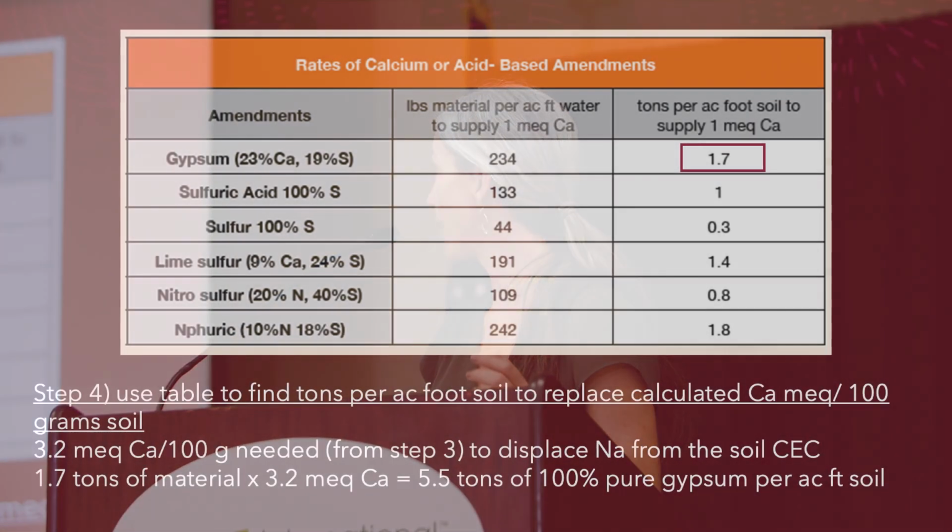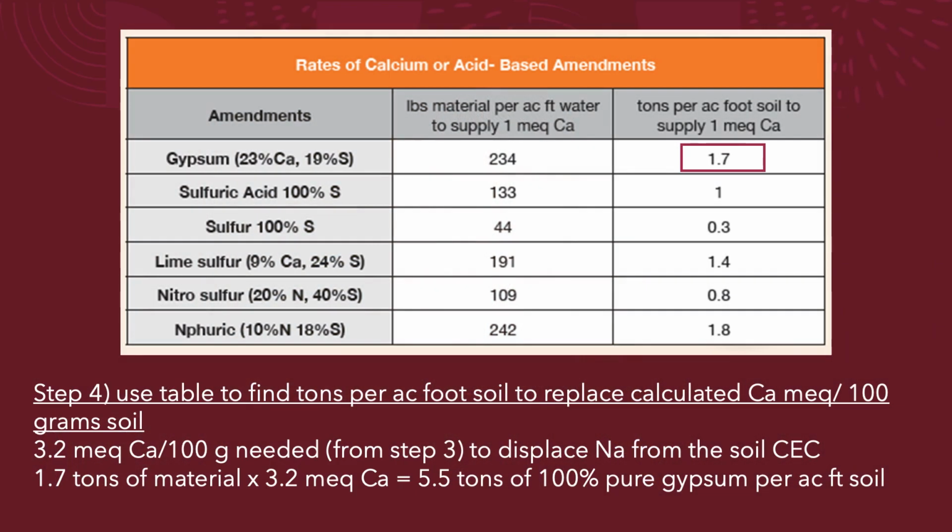So we know that if we were going to apply 1 milliequivalent to the soil, that would be 1.7 tons per acre foot of material. But we need 3.2. So if we multiply 1.7 times 3.2, that gives us 5.5 tons of 100% pure gypsum. But we're probably not broadcasting this across the entire area.